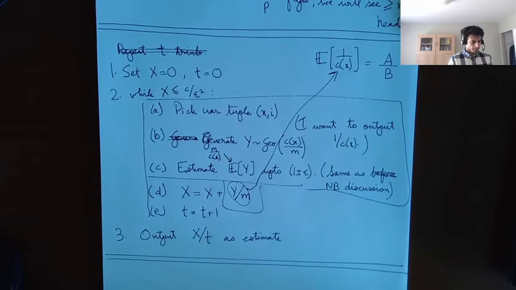But then won't the number of trials that you do depend on? I guess it should depend on A over B. Exactly. The number of trials is going to depend on A over B, but that's what should happen. That's exactly right.